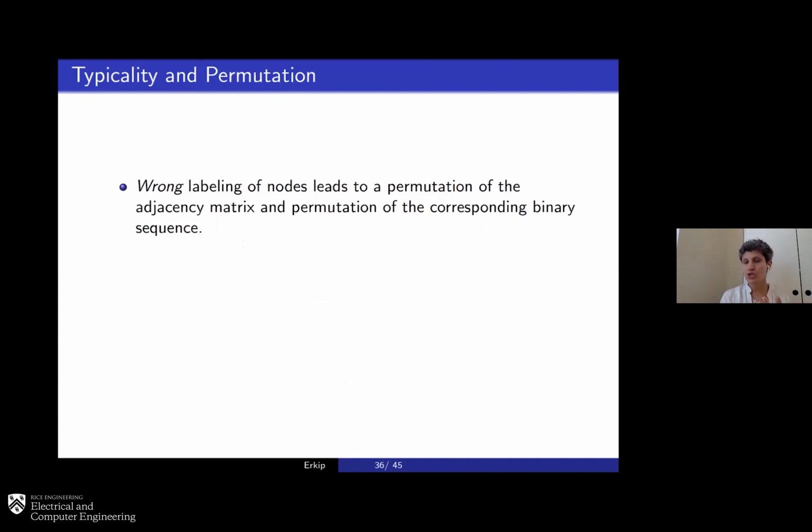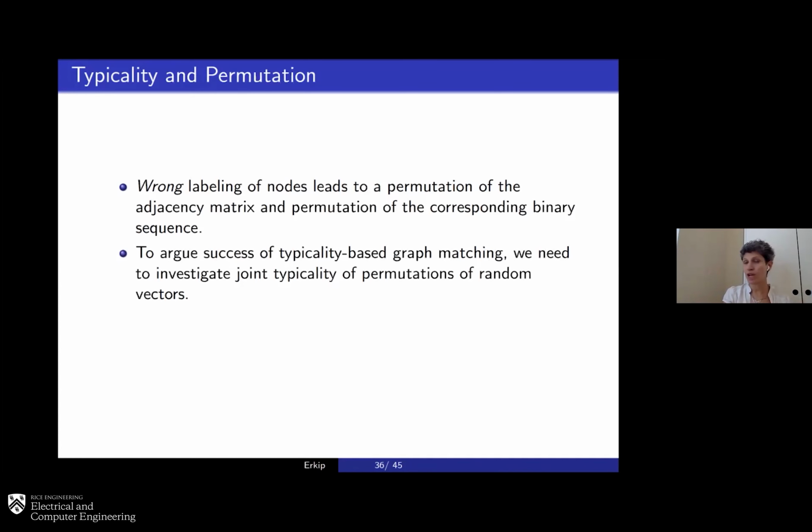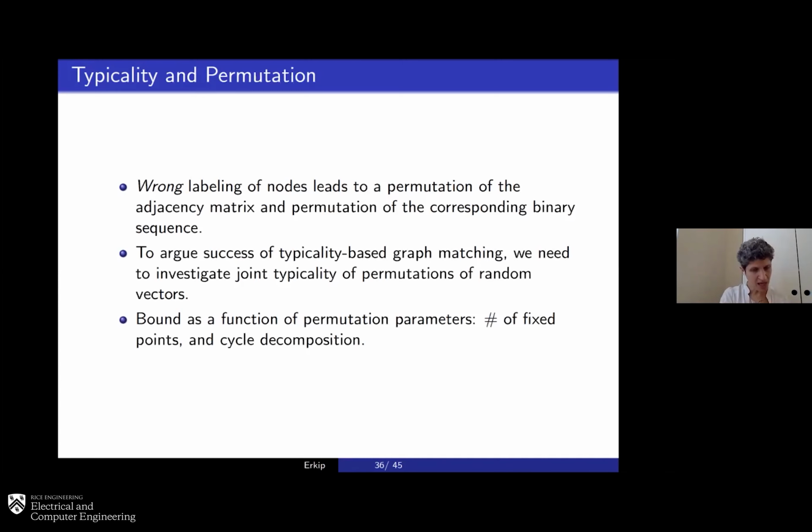In order to ensure that this strategy works, we're going to have to argue that when you have the wrong labeling, right? If you have not found the right labeling for G2, then its adjacency matrix should not look anything like the adjacency matrix of G1, and hence it should not be typical with the adjacency matrix of G1. So for that, we're going to have to talk about permutations of random vectors. Remember, wrong labeling corresponds to permutation of the adjacency matrix. Okay? And that leads us to understanding what happens when you take two random sequences that are correlated with one another, and suppose you permute one of the sequences and see how it relates to the original sequence and whether it looks typical or not.